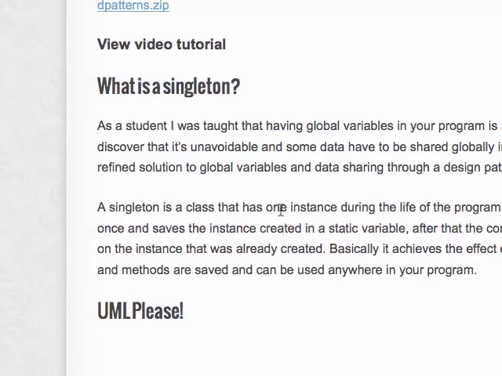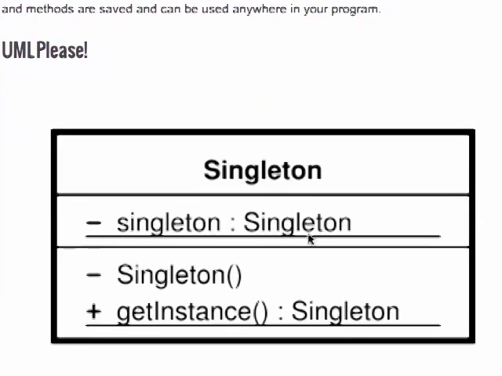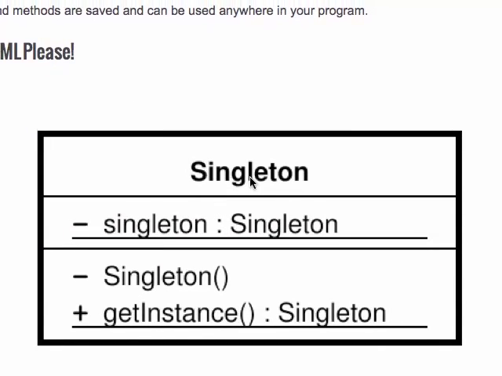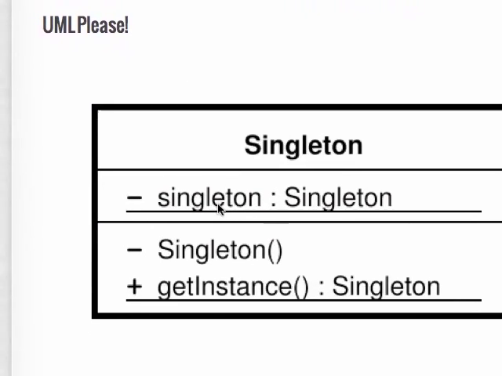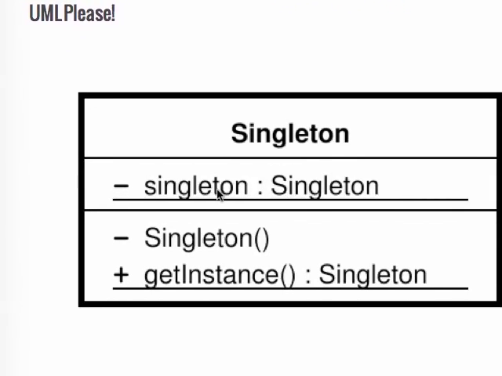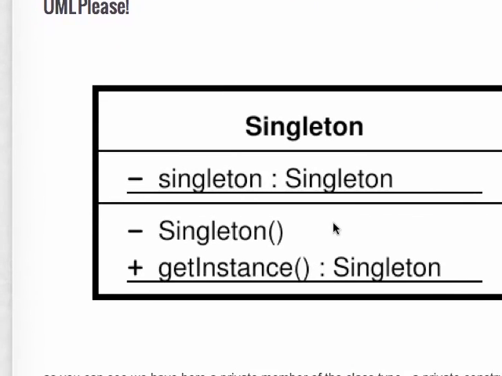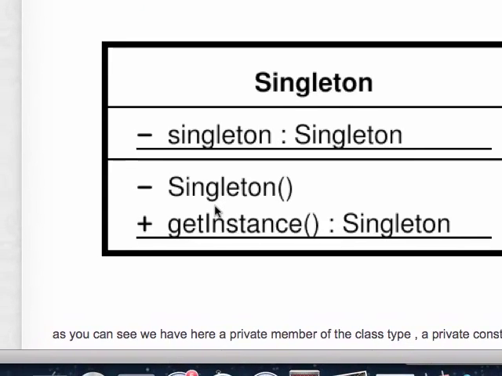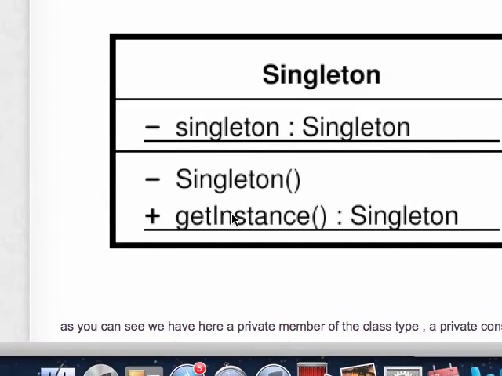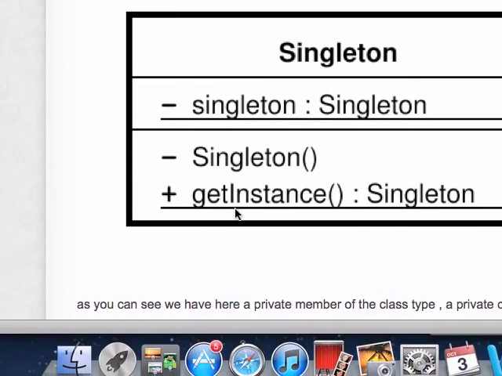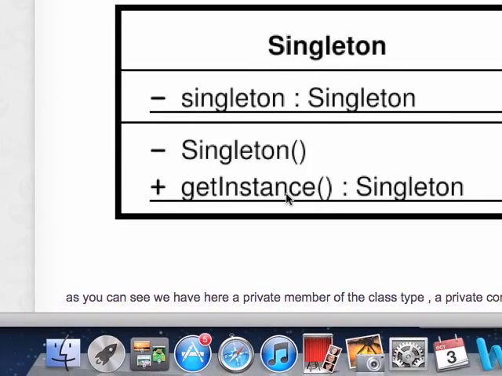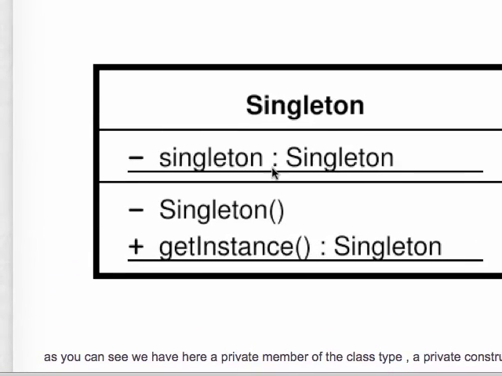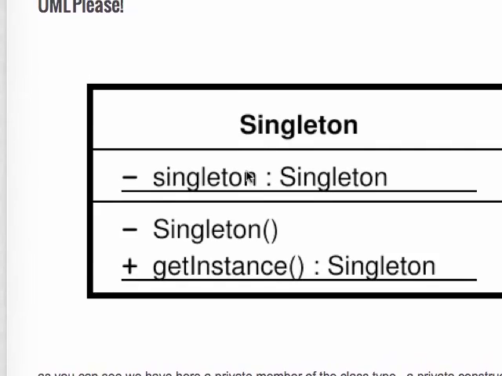So this is basically how the UML looks. In this example, the class is called Singleton, and you have a static member of the class type, named singleton. You have a constructor which is usually not exposed, usually private, and you have a static method which is exposed that either returns or initializes the static member above. And that's the UML.